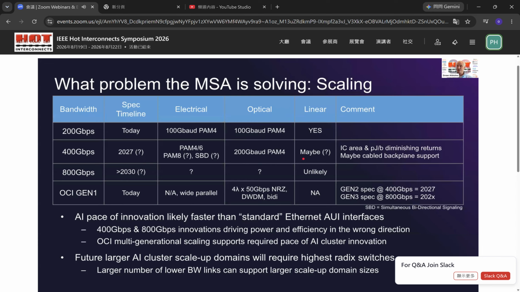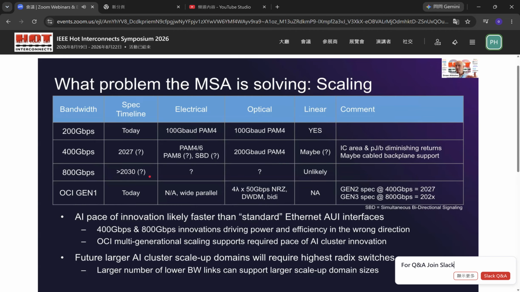Maybe there's a linear solution or not. Maybe it has to be retimed, which obviously would drive up power and drive up costs. So 400 gig linear options for optical scale up are looking challenging. What happens at 800 gig, which is probably a couple of years after that? We don't know from the industry perspective where we are with that, what the signaling choices will be. I mean, we're still working to implement 400 gig.